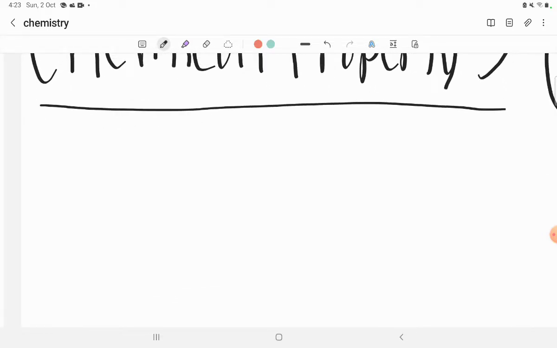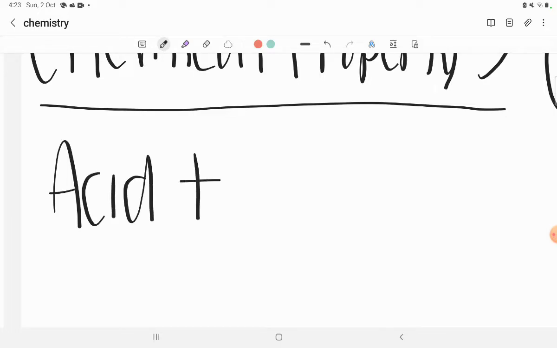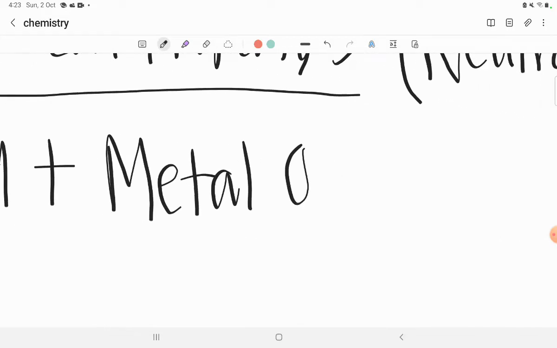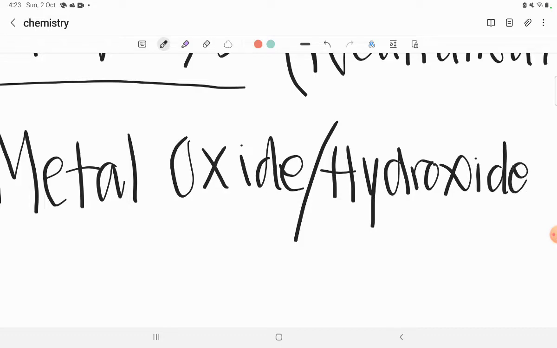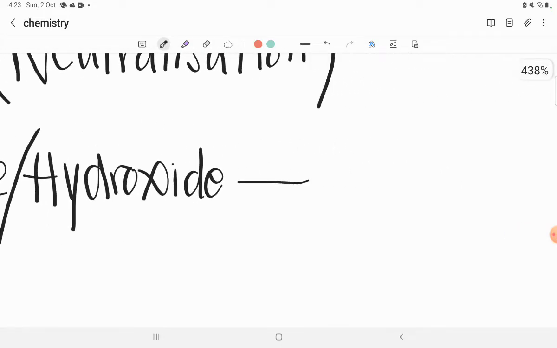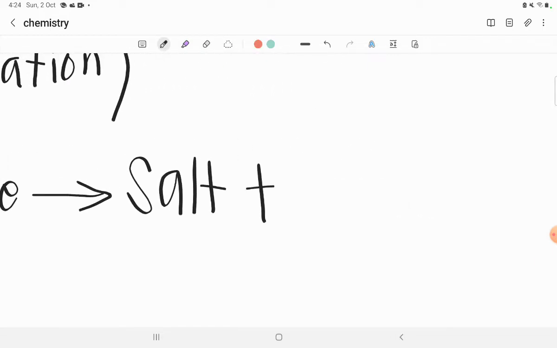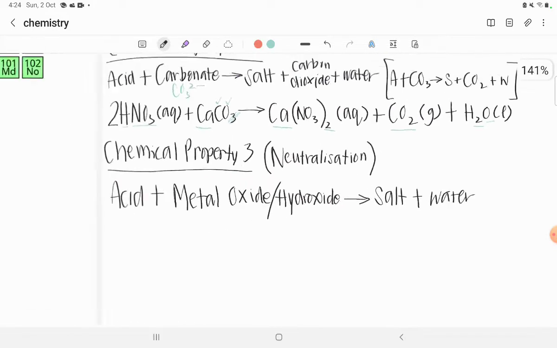So this chemical reaction is between an acid and a metal oxide or a metal hydroxide. So it's either oxide or hydroxide. And that will give you a salt, and your favorite liquid, water. I hope you said water because I mentioned that water should be your favorite liquid.